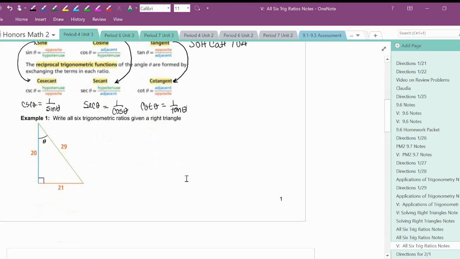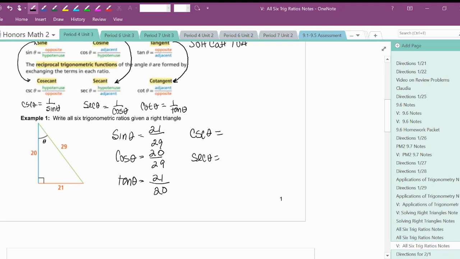So we're going to write all 6 trigonometric ratios. We're going to start out with the ones we're most familiar with: sine, cosine, and tangent. We're going to put the hypotenuse in the denominator of the sine and the cosine. And we'll go side opposite, side adjacent, opposite over adjacent. If we could reduce those ratios, we would. Now we'll get the cosecant, the secant, and the cotangent ratios. And all we do is take the reciprocal.